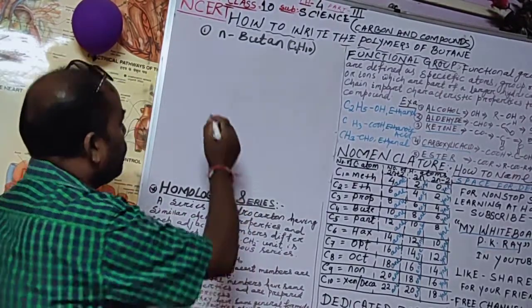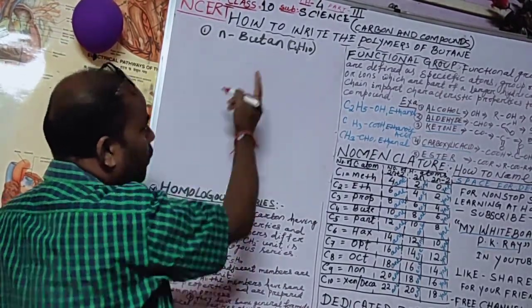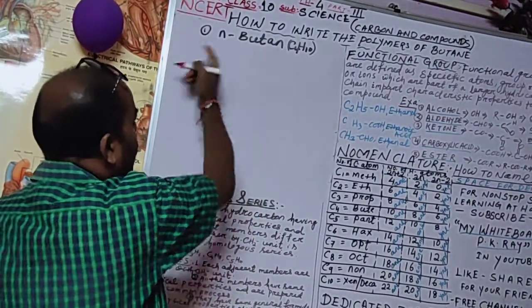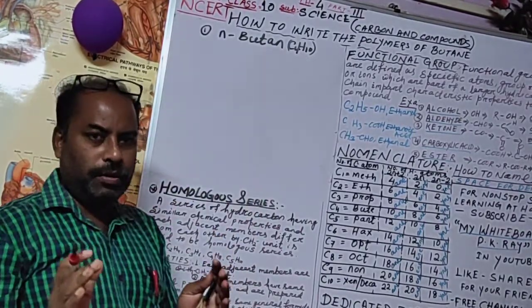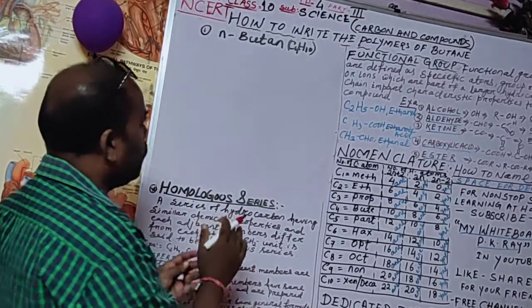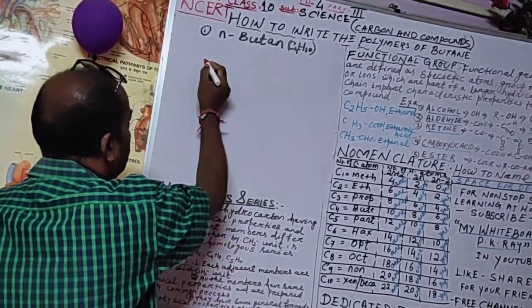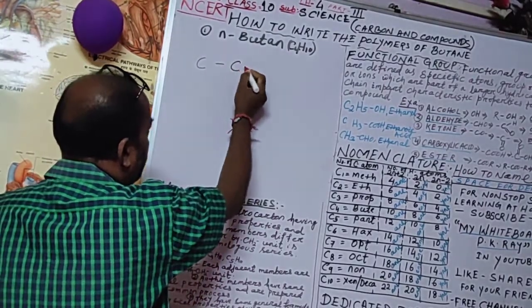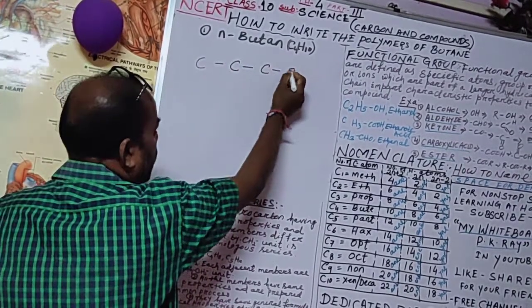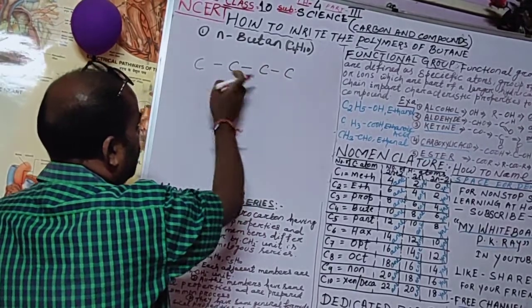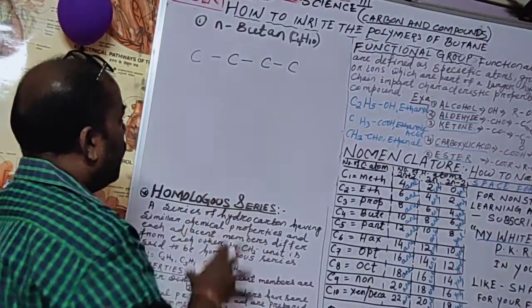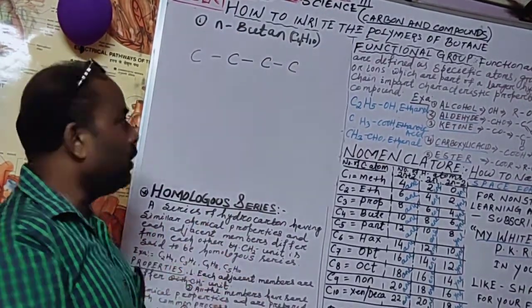Now we will come to N-butane. One polymer of the butane is known as the N-butane. That is called the chain butane. Here we have to see how to make the structure. How many carbon atoms are there? 4. Let us go for 4 carbon atoms. They are bound with the single covalent bond.